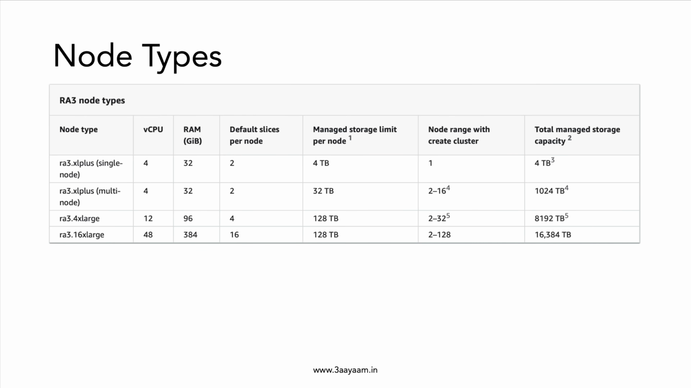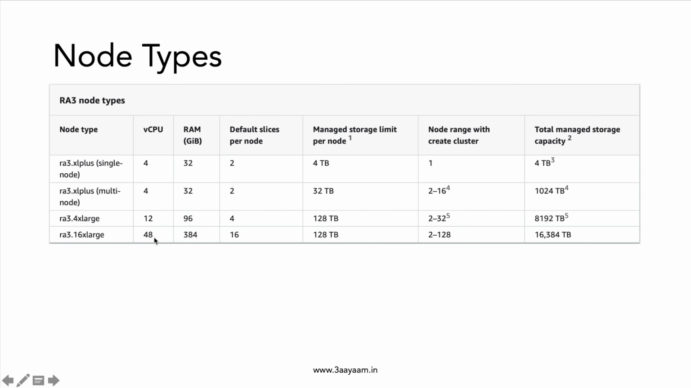RA3 XL Plus can give you 4 vCPU and 32 GB of RAM. There's something called default slices per node. We'll talk about slices later on. And the managed storage limit per node is 4 terabytes and 32 terabytes, meaning if your storage size is more than 4 terabytes, then you cannot use RA3 XL Plus single node. Or if your storage size is more than 32 terabytes, you cannot use a single RA3 XL Plus multi-node. So you have to use multiple RA3 XL Plus or RA3 4x large and RA3 16x large. RA3 4x large gives you 12 vCPUs and 93 gigs of RAM.